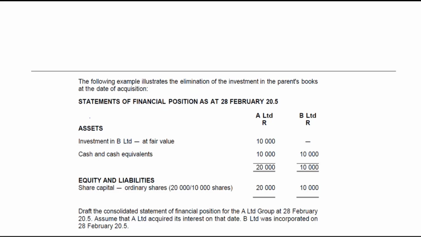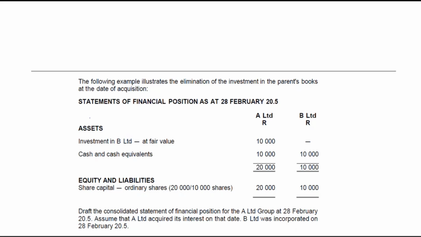Then we have equity and liabilities. For equity, we have share capital, so ordinary shares. The parent company has 20,000 ordinary shares, and the subsidiary has 10,000 ordinary shares. So this is all we have, a simple statement of financial position. The question says, draft the consolidated statement of financial position. You underline the word draft. You underline the word consolidated because it's about groups. Statement of financial position for the A Limited group at 28 February 20x5. Assume that A Limited acquires its interest on that date. So the parent company acquired B on the 28th of February 20x5, and we must prepare the consolidated financial statements on that same date.